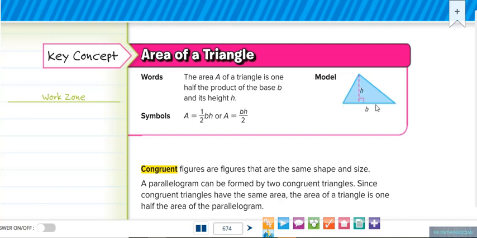So if we know the base and we know the height, BH means we multiply them and we multiply by half. Or we can say A equals BH over 2. And you know that over 2 means divide by 2. So you multiply the base by the height, then you divide by 2.